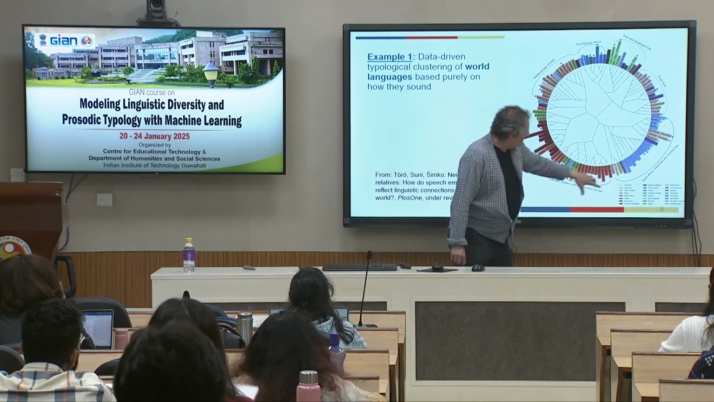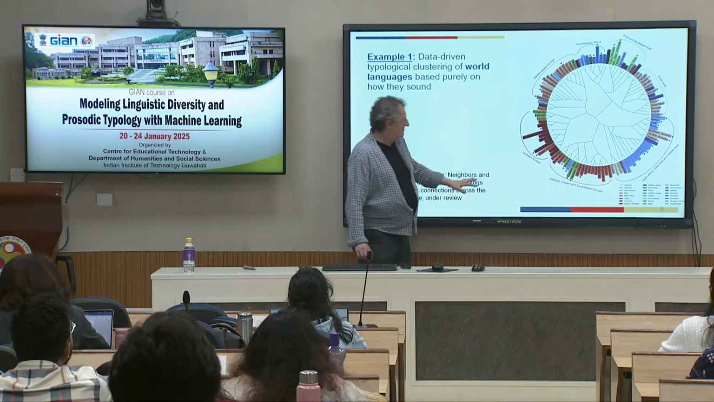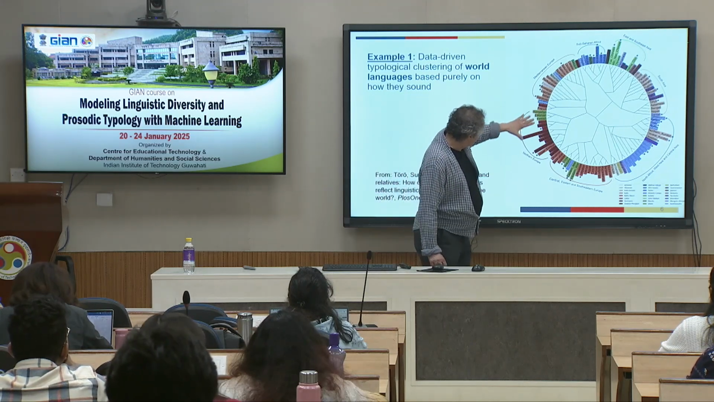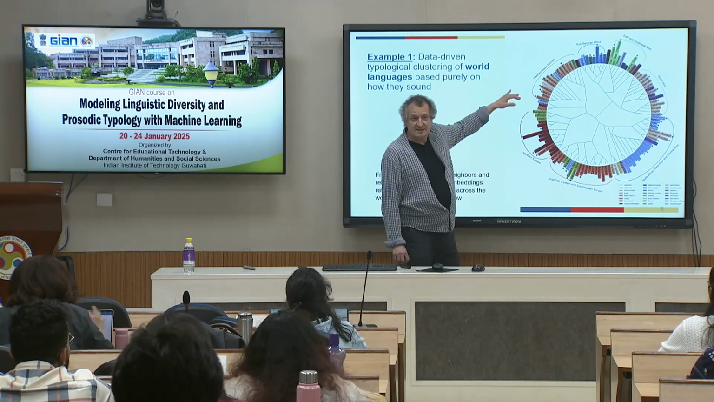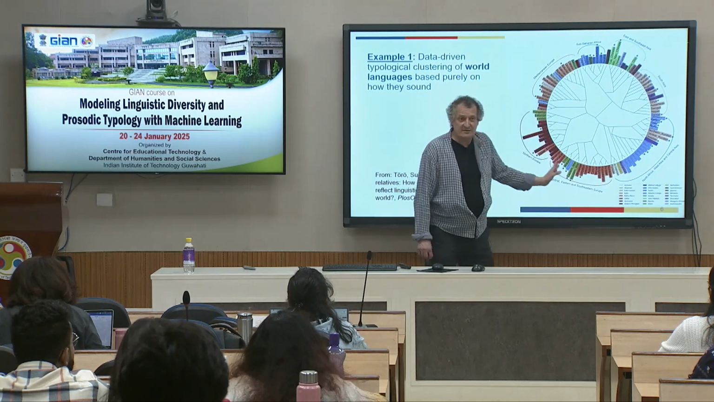Importantly, you can see that the languages are organized on this circle geographically. So here come the Northern European languages. Here come the Central, Eastern, and South European languages, mostly Slavic actually.